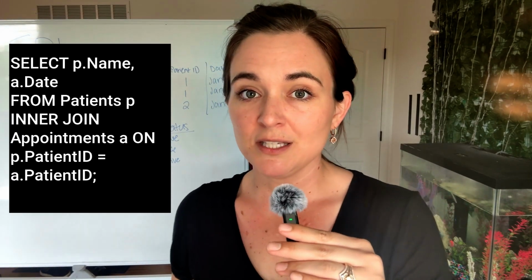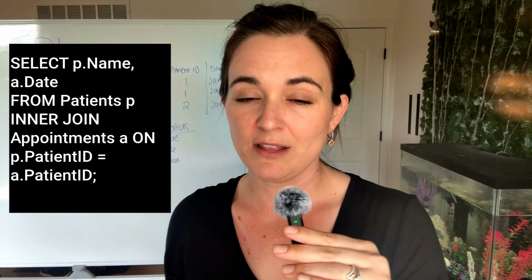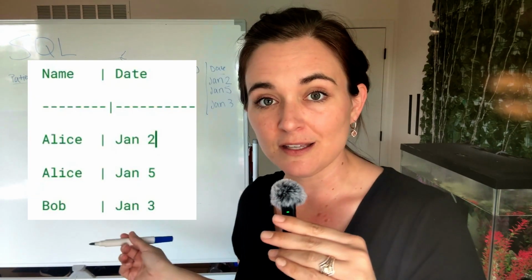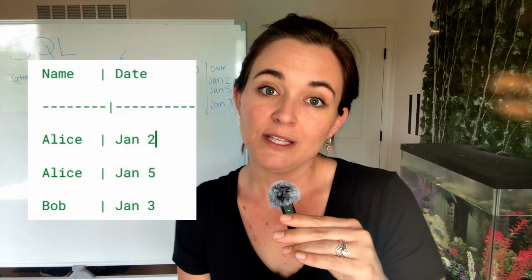Let's write this code. Let's select the name, date from the patient's table, and let's do an inner join using the patient ID. Your results would look something like this. An inner join says only give me rows where both sides match. So Charlie gets dropped completely, even though he's still a valid patient.